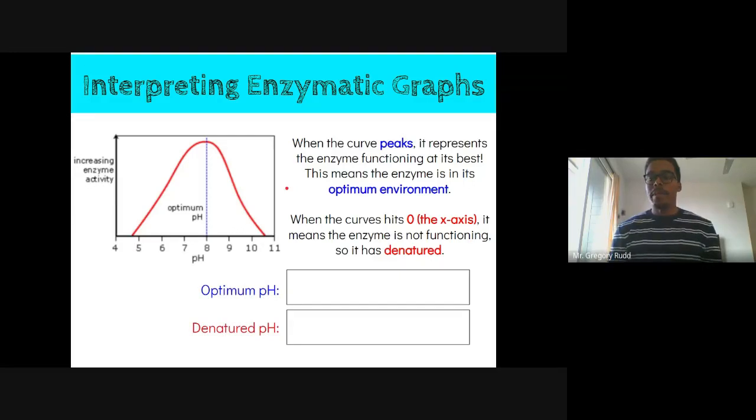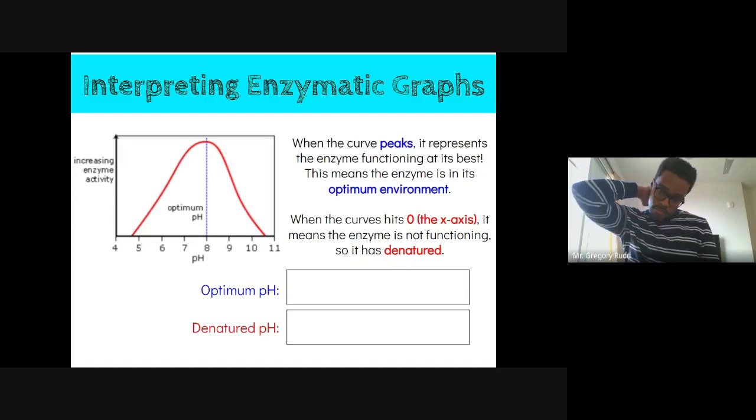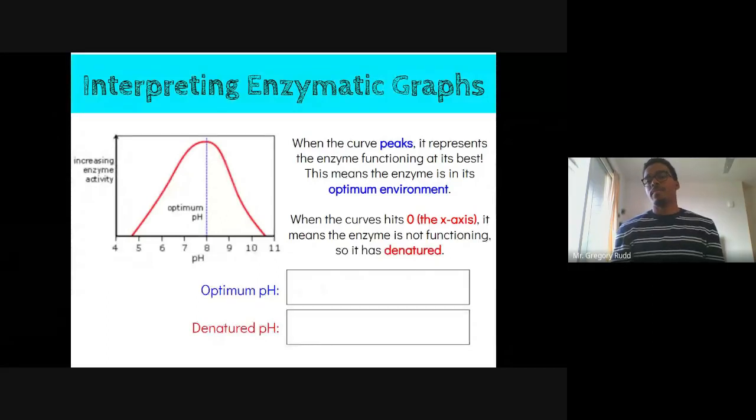Okay, so let's think about this. What's the optimum pH for this enzyme? Should be pretty easy to see. Thank you, Josue. Thank you, Abigail. The pH of 8 is the optimum pH here.